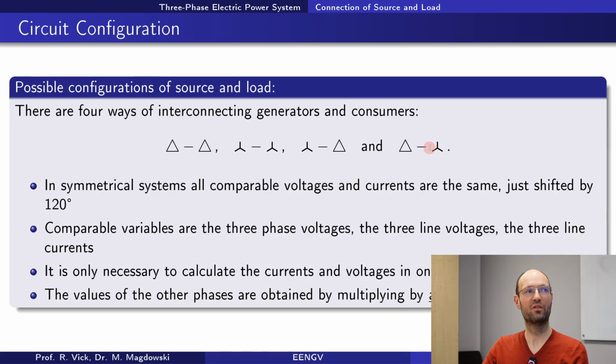And if everything is symmetrical, which is nice, then in all three phases the same thing happens. They are just shifted by 120 degrees. So it's sufficient to calculate one phase, and if you know what happens in one phase, in the other two phases it will be the same, but just shifted.